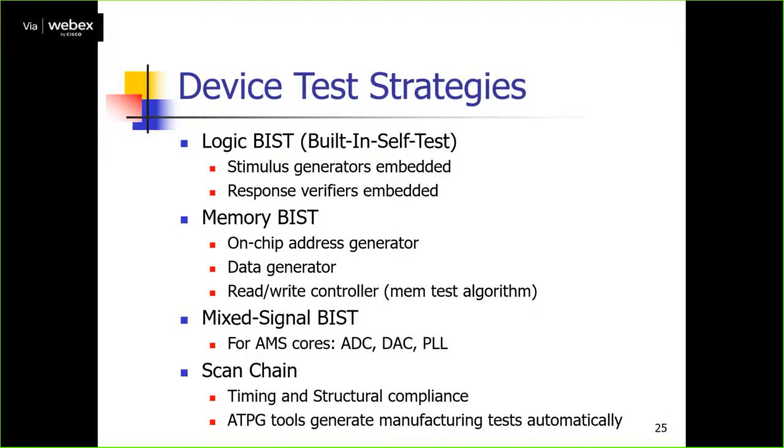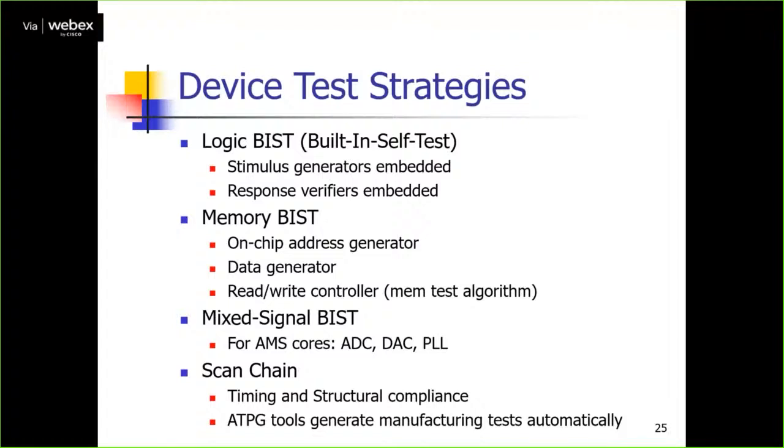So there are different strategies to do the DMT. One is logic built-in self-test, where stimulus generators and response verifiers are embedded. For memory, there is an on-chip address generator, data generator, and read write controller, which normally use memory test algorithms to do the read write controller testing. That is one end where we look more at the factors to be implementable.